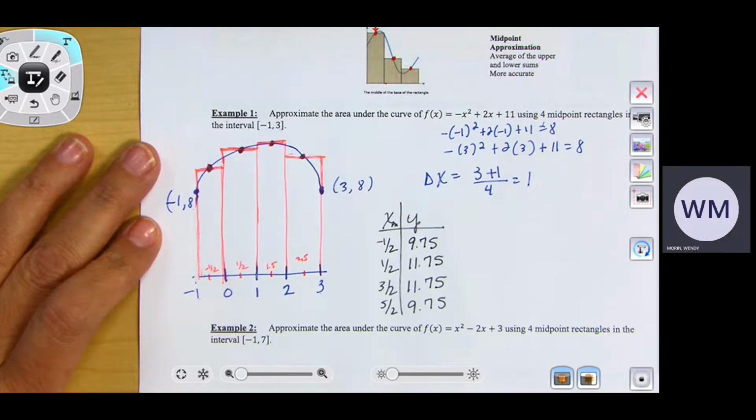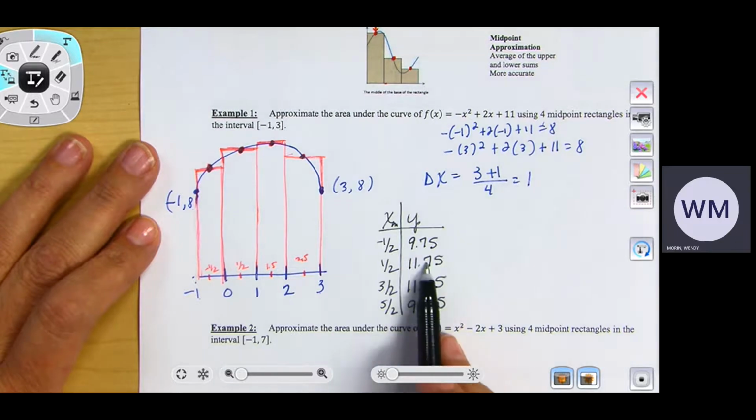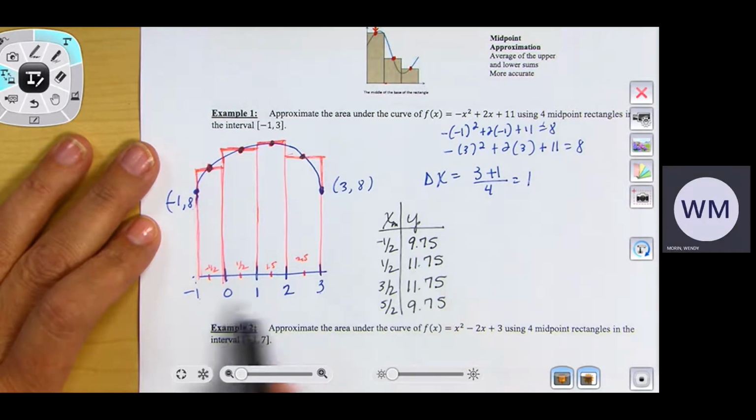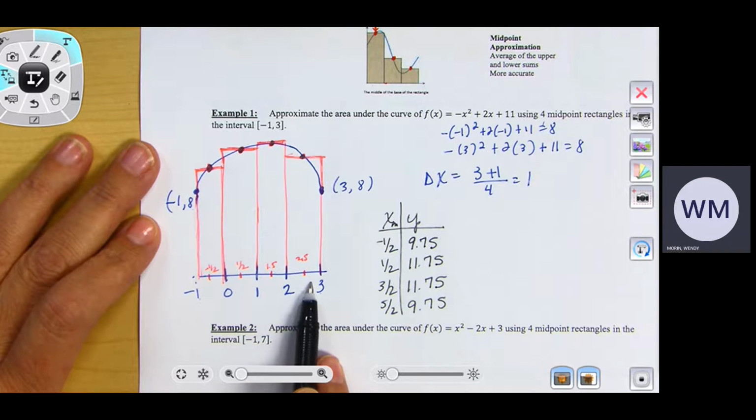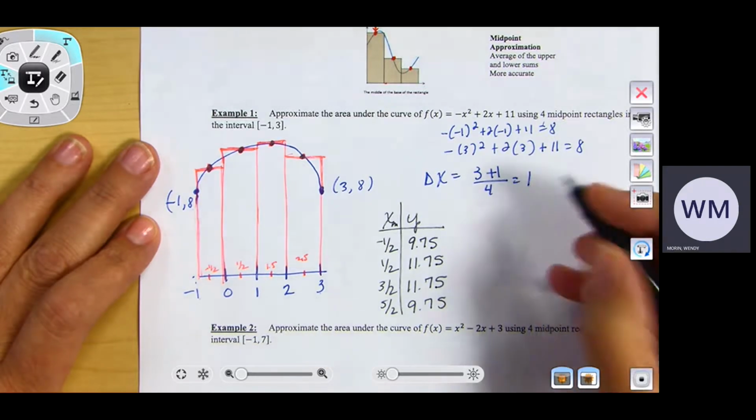My graph doesn't look like that, but again, it doesn't matter how I sketched it because I'm getting the actual y values from the equation. Okay, so these are my y values. These are my widths. Okay, so the area under the curve.